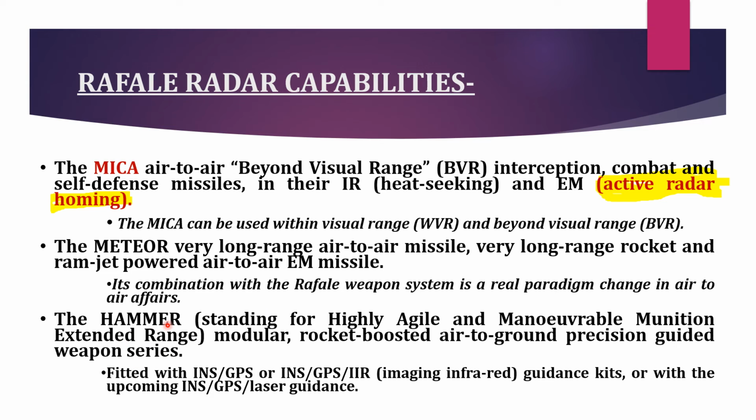it is also equipped with HAMMER. It is a highly agile and maneuverable munition, extended range, modular rocket booster, air to ground precision guided weapon series. So air to air, air to ground, both types of missiles are being equipped with Rafale. Okay, so these are all the guidance systems which it uses.